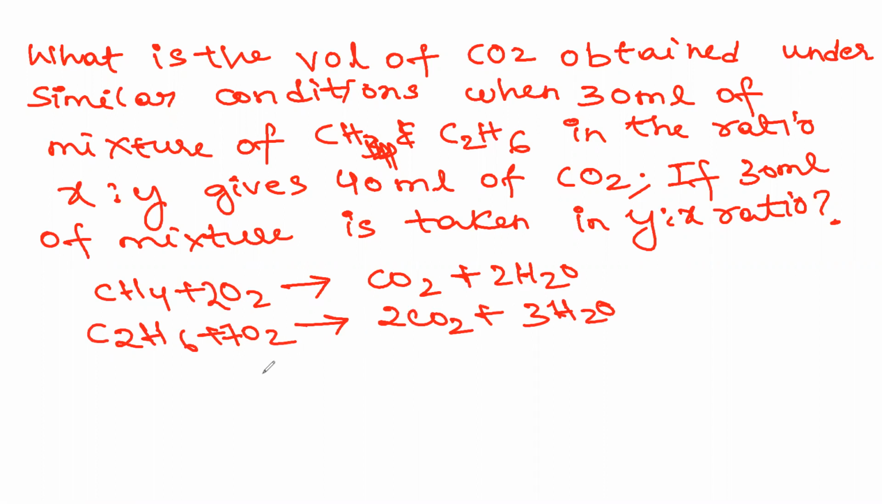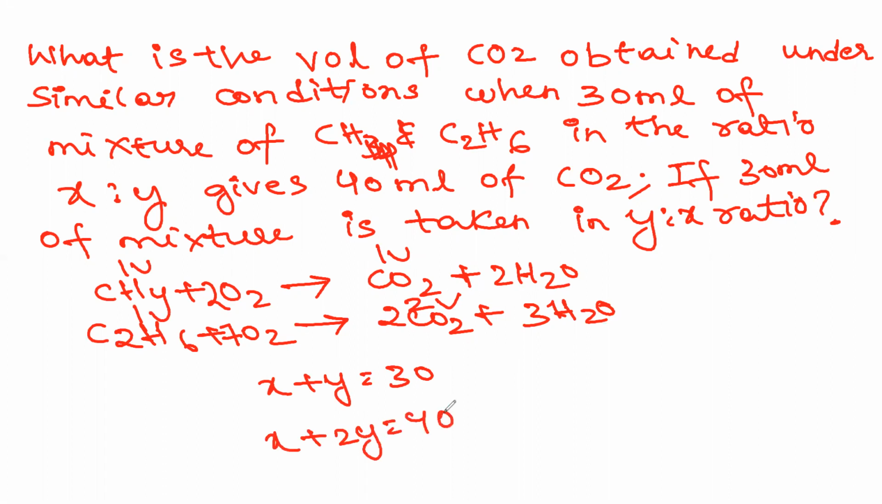Now from these equations, we can say 1 volume of methane gives 1 volume of carbon dioxide in the first case, and in the second case 1 volume of ethane gives 2 volumes of carbon dioxide. So x plus y is equal to 30, and x plus 2y is equal to 40, because ethane gives 2 volumes. How did we get this? Because they are giving 30 ml of mixture, so x plus y is equal to 30. The second is x plus 2y is equal to 40.